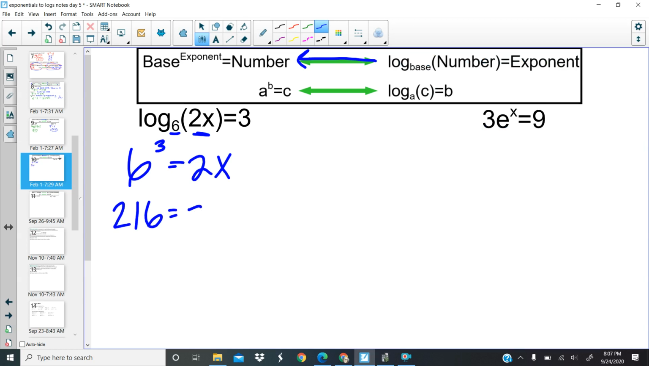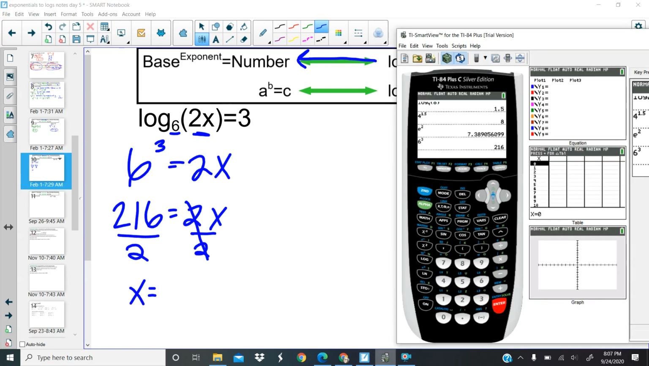is equal to 2x. And then in this one, we have to do one more step where we have to go ahead and divide by 2 on both sides. And you'll get x equals 216 divided by 2, which is 108.